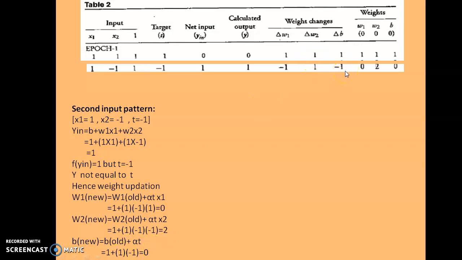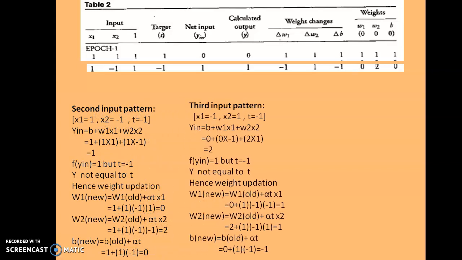We will consider the third input now. What is the third input of logical AND? Minus 1, 1. Target we are expecting minus 1. We will calculate the Y in. What is the recent bias? Bias old is now 0 plus W1 value is 0, X1 value is minus 1, W2 value is 2 and the X2 value is 1. So the value will become 2. Apply the activation, which is greater than 0. So Y equal to 1 but the target we are expecting minus 1. Y is not equal to T.